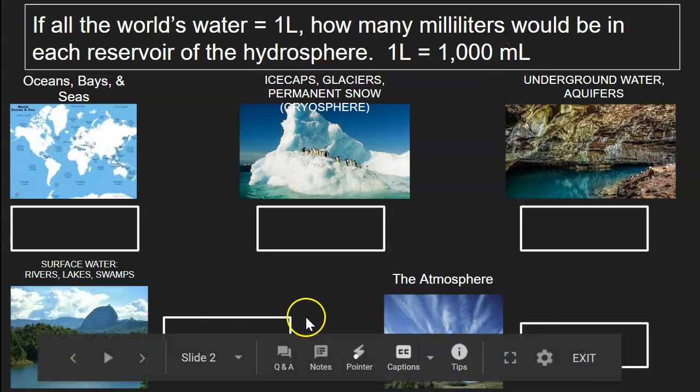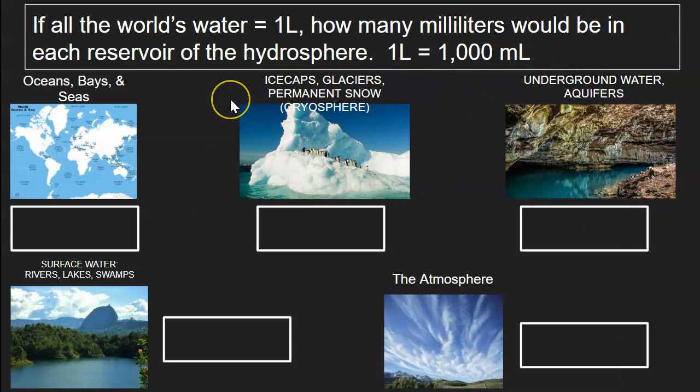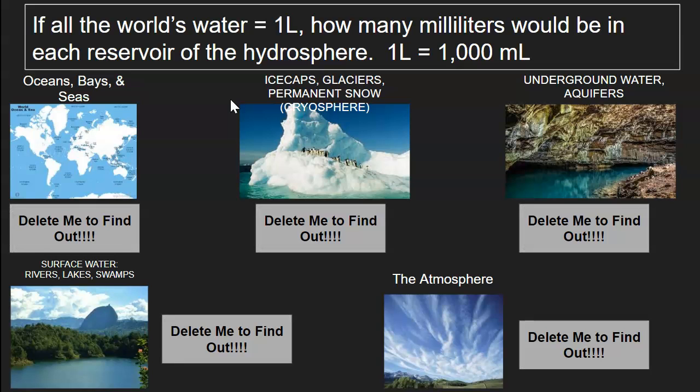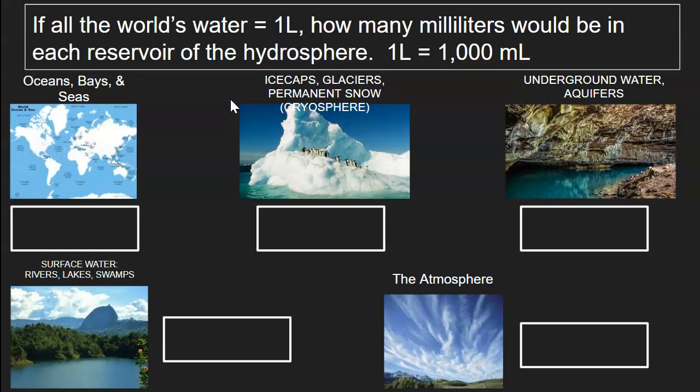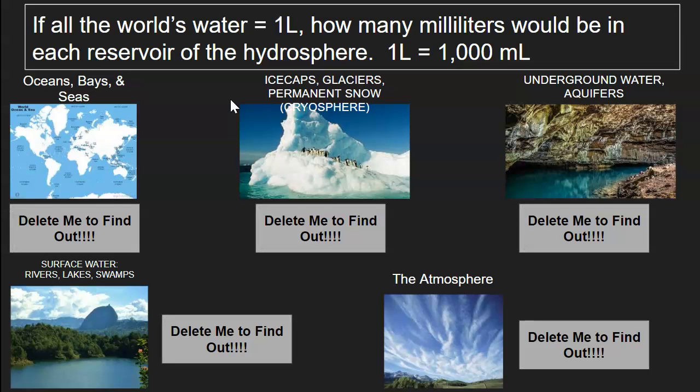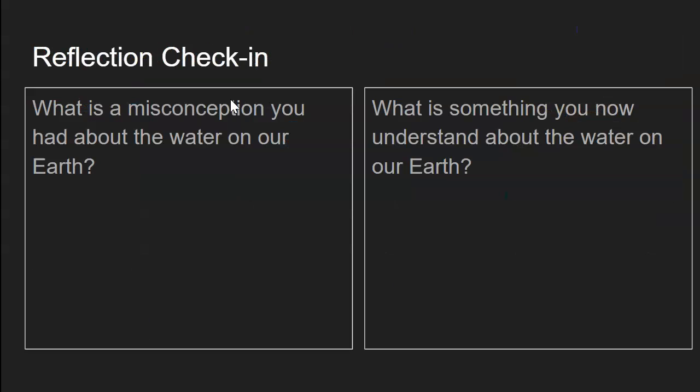So think about how much water you think is in each one, and your total should get to 1,000. When you finish and go to the next slide, you can delete these boxes to find out how much is in each one. Don't do that beforehand. Don't cheat yourself. You're not being graded on how close your guesses are. It's just think about them. Then there are a couple of reflection questions.